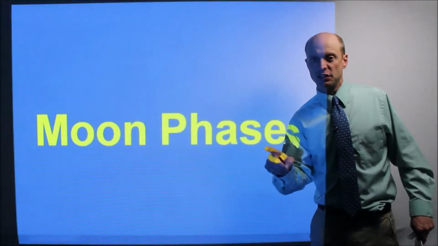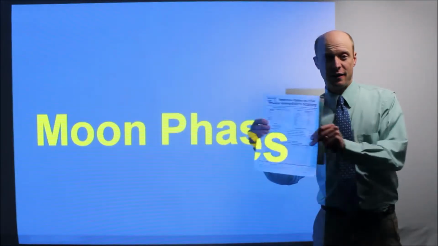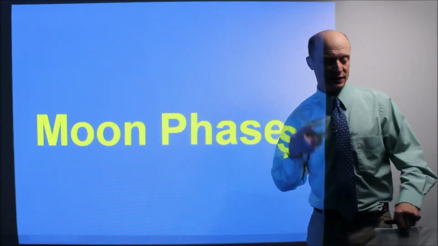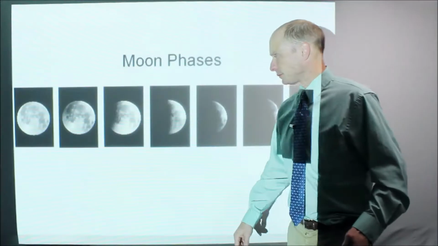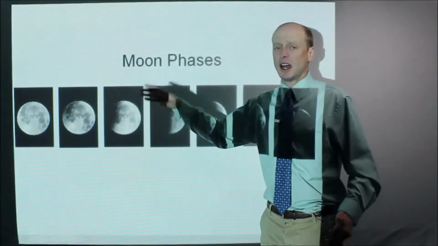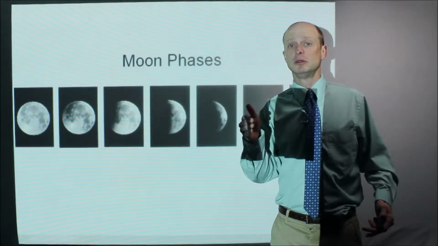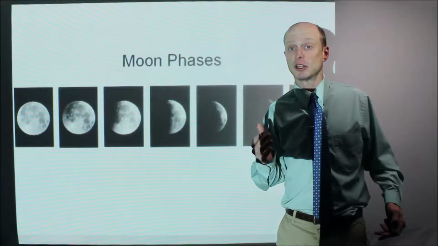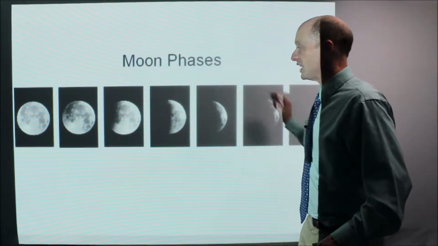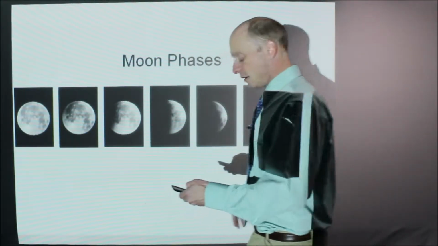Moon phases. This is all stuff you're going to need to know in your head. The reference table is not going to help you. Let's get started. So, by moon phases, it's basically how the moon looks to you at night when you look up at it from Earth. Here's an example of some of the moon phases that you might see.